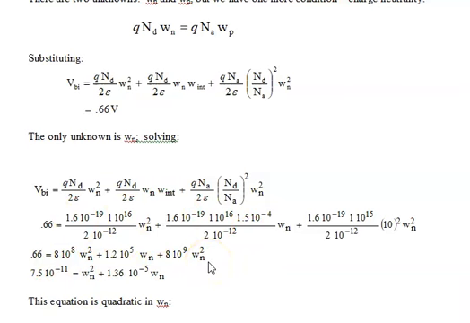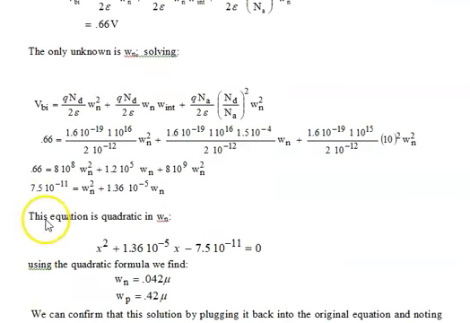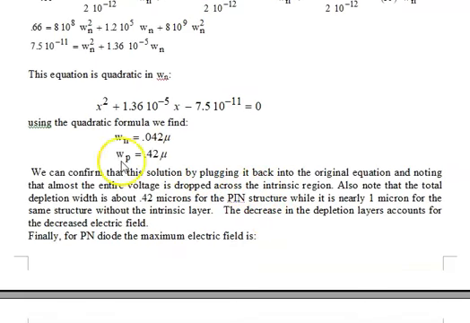So we have one equation with one unknown, and it is a quadratic equation, and here is this quadratic equation right here, in the form ax squared plus bx plus c. So we use the quadratic formula, and we solve, and we find that Wn is 0.04 microns, and Wp is about 10 times that, much, much smaller.